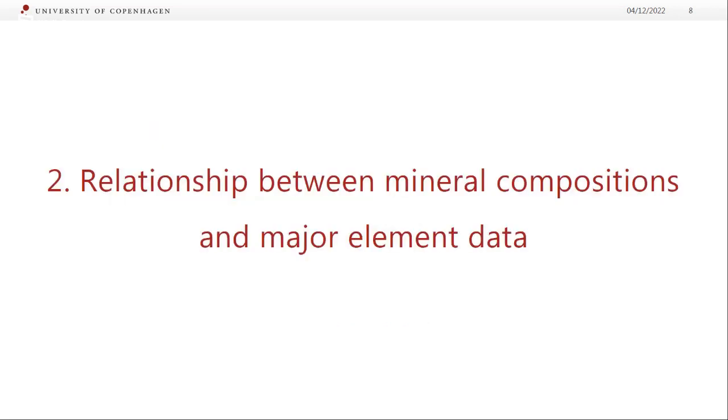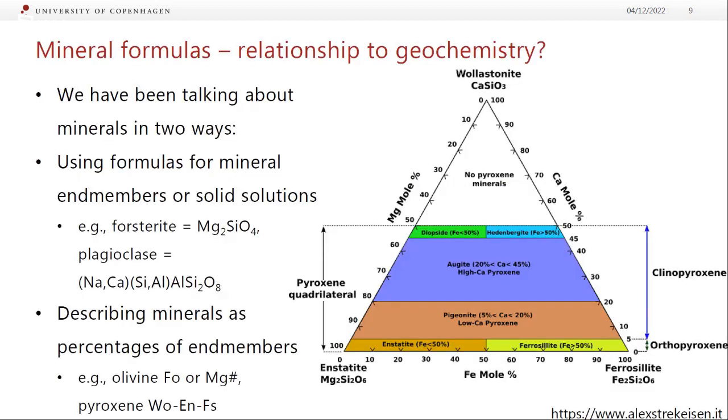Okay. I wanted to talk a bit about the relationship between mineral compositions and major element data, just so you can see where we're getting this from. So far, in this course at least, we've been talking about mineral formulas using these end members to try and describe different solid solutions that are possible. So, for example, in all the phase diagrams, I was talking about olivine as forsterite, Mg2SiO4, that's the magnesium end member of olivine, and we've also talked about how you can describe it as a forsterite content or an Mg number. So this is how much of it is forsterite, how much of it is fayalite.